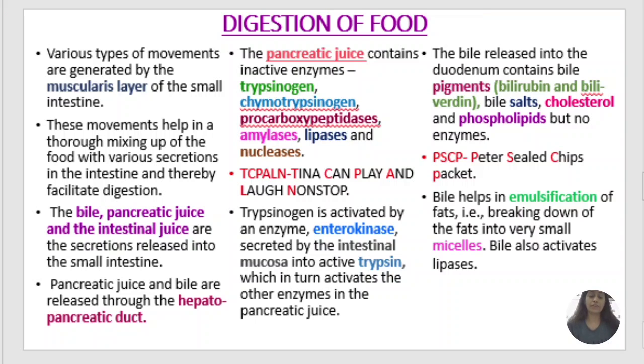So T stands for trypsinogen. C in the can stands for chymotrypsinogen. P in the play stands for procarboxypeptidases, and the A stands for amylases, and the L in the laugh stands for lipases, and the N in the non-stop stands for nucleases.